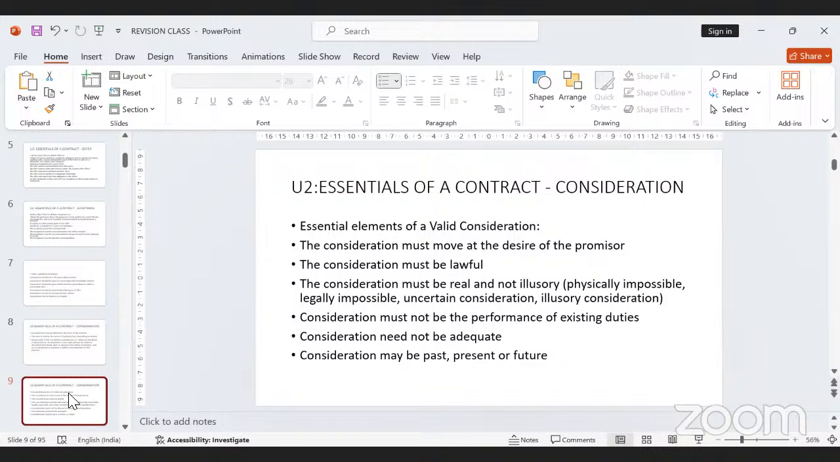For example, there is a house which is owned by my mother, but I enter into contract with a person saying that I will sell you this house for 1 lakh rupees. This is an impossible consideration, because how can I give something which I do not own? The house is owned by my mother. It is not owned by me. So I cannot give anything in consideration which is not owned by me. Right? And consideration must not be the performance of existing duties. Whatever is a duty of a person, that cannot again be consideration.